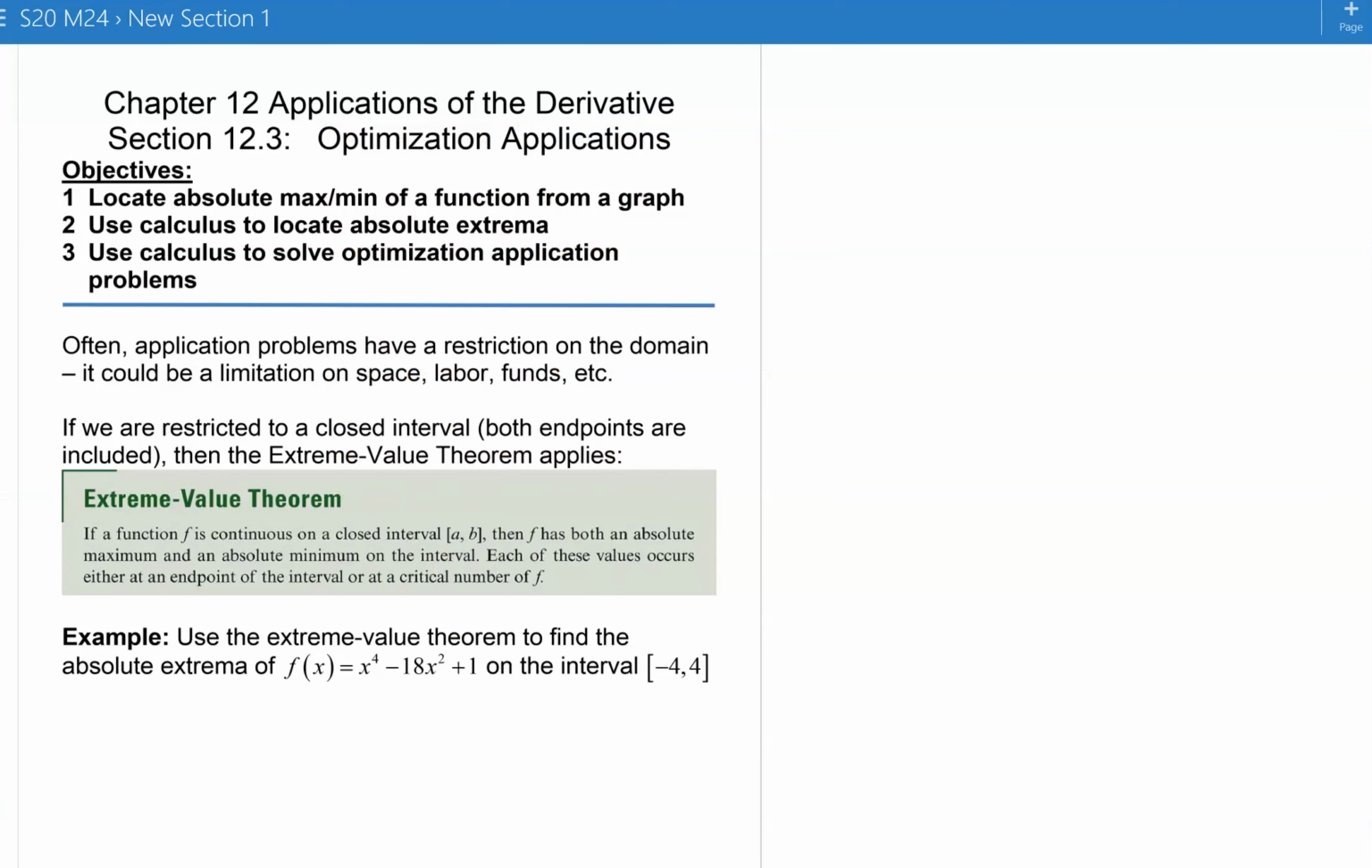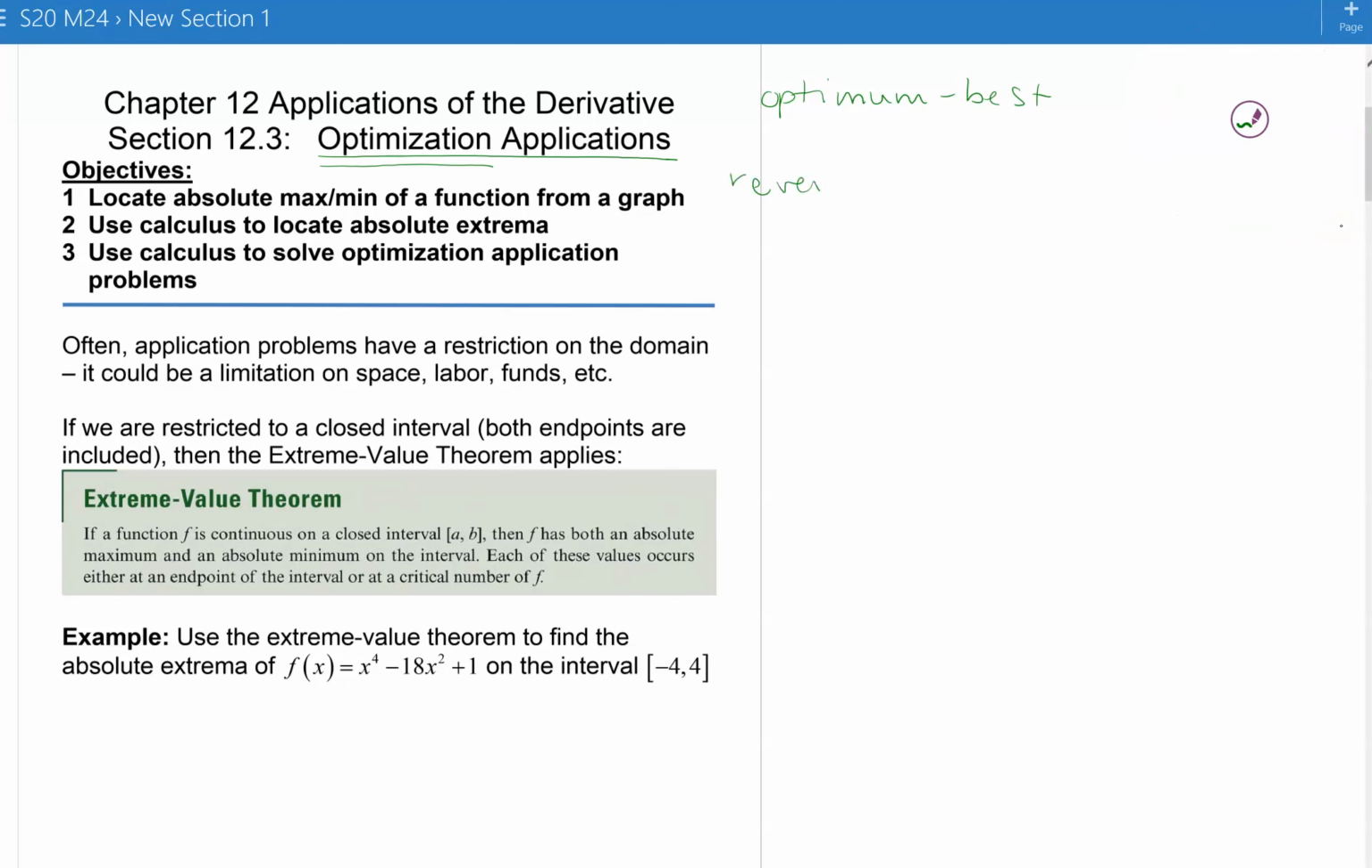Section 12.3 is the last section of calculus that we'll be doing. And this is kind of the big use for calculus for us, these optimization applications. So optimize, optimum means best, and it depends on the context of what is best.